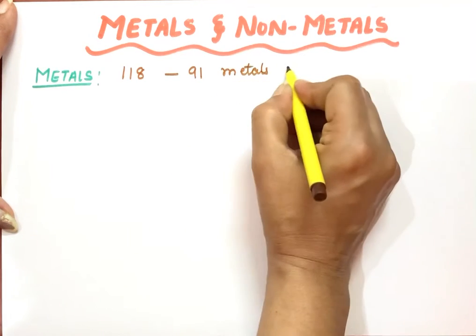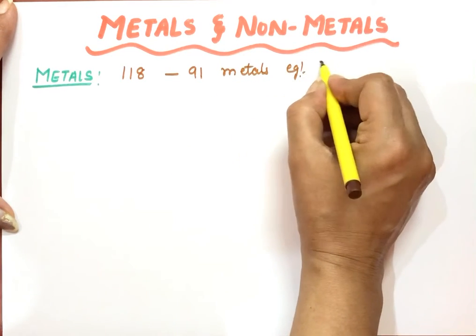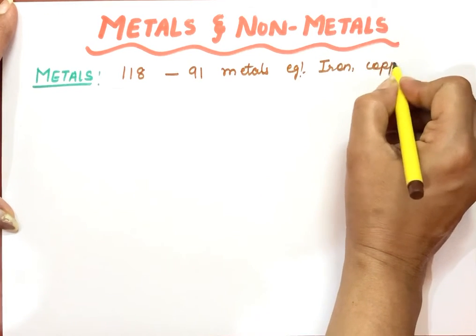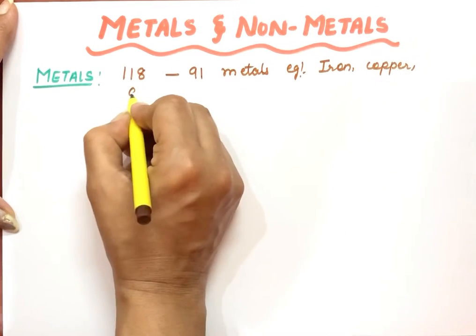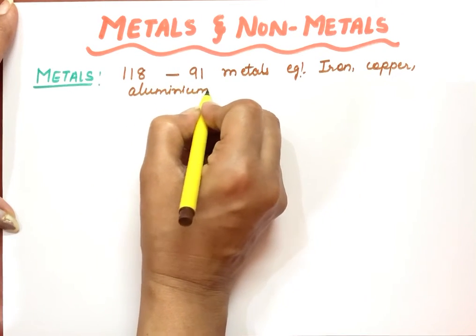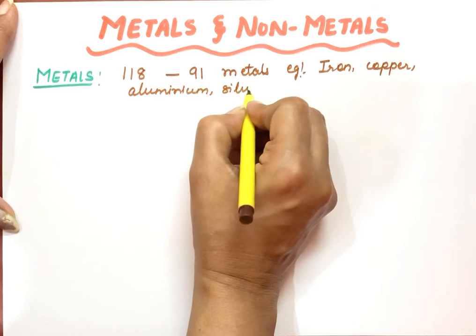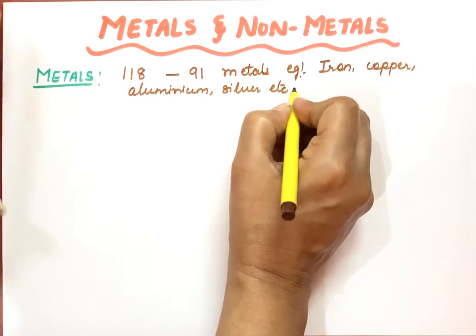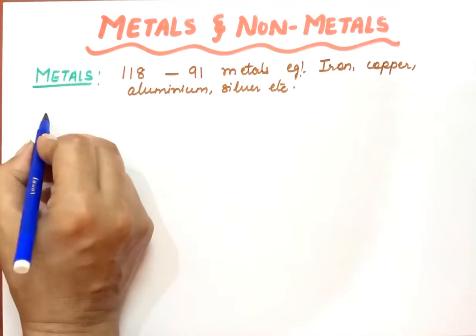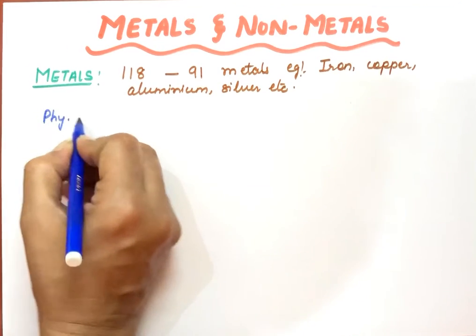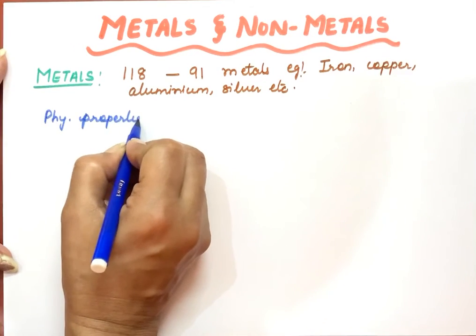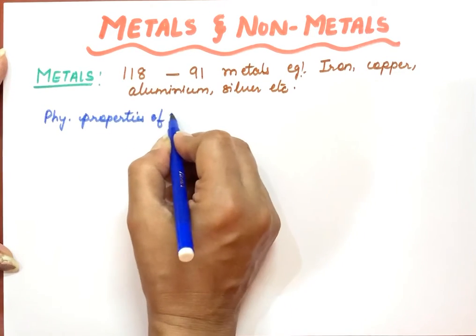Some examples of metals are iron, copper, aluminium, gold, zinc, silver. These are examples of metals. So first we'll study the physical properties of these metals.